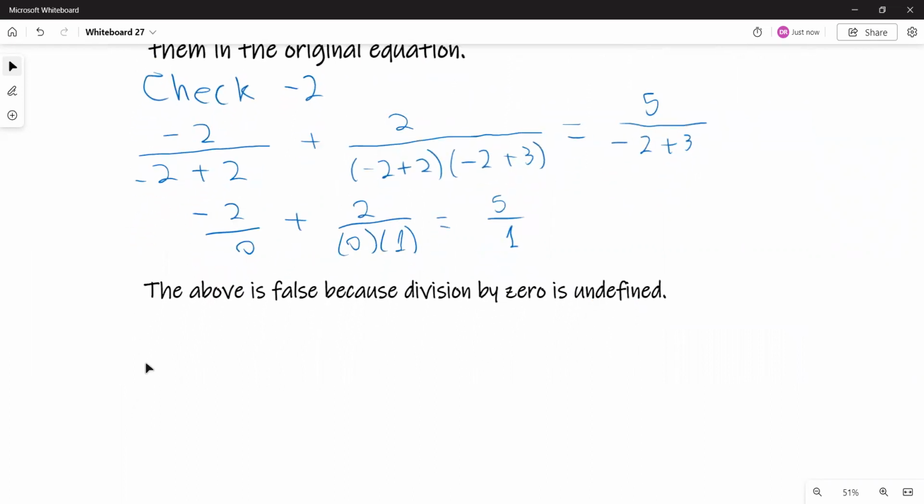Okay, and we're going to check for it. It may happen that only one is a solution or both are solutions, or in some cases, none of them is a solution. So let's check for 4. We have 4 over 4 plus 2.